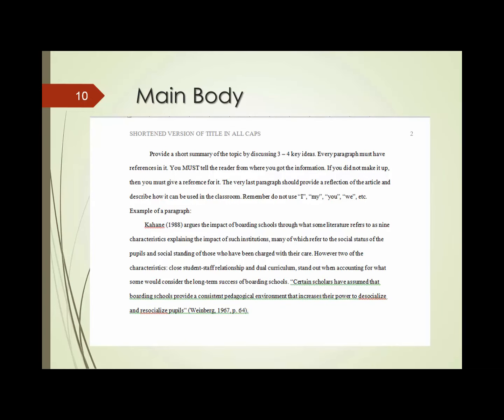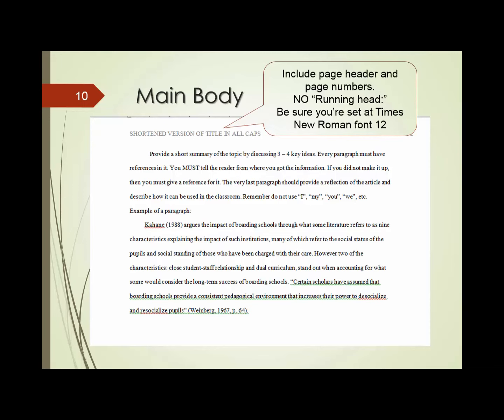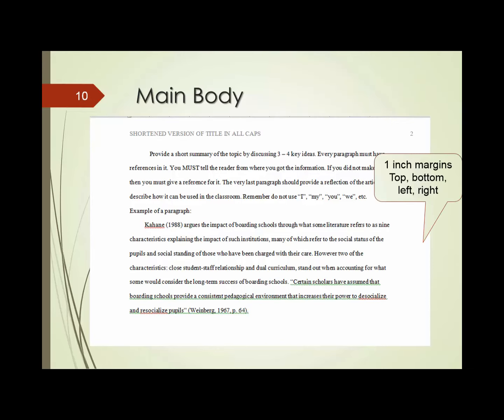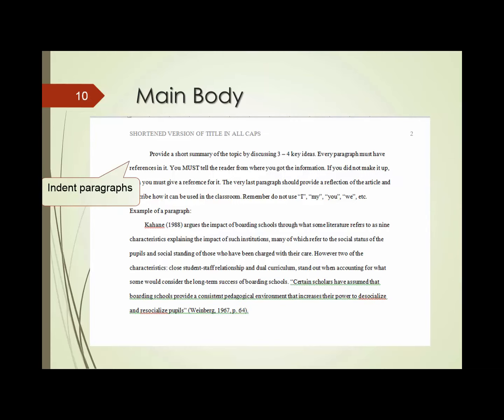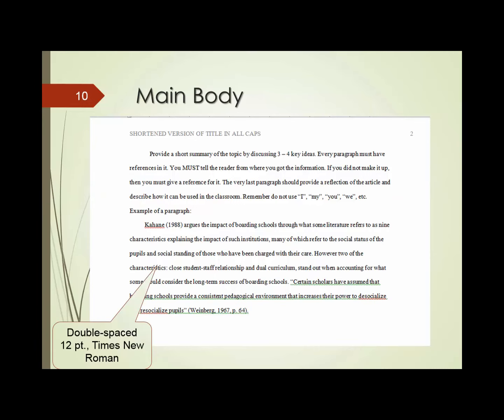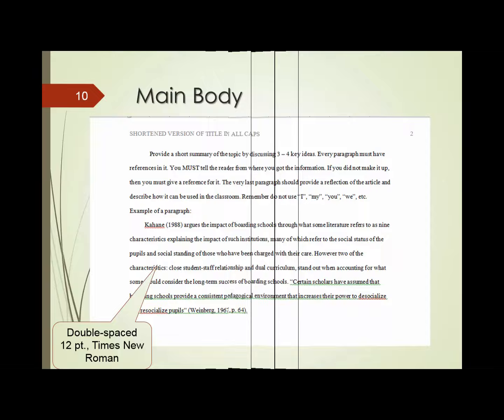Now we're back to the main body. Remember, you include the page header and the page numbers. Notice the words running head are gone, and be sure that you're set at Times New Roman font 12. Most word processing programs go automatically to Calibri. You need to change that to Times New Roman. You have 1-inch margins, top, bottom, left, and right. You indent your paragraphs 1/2 inch. You are double spaced, 12-point, Times New Roman.